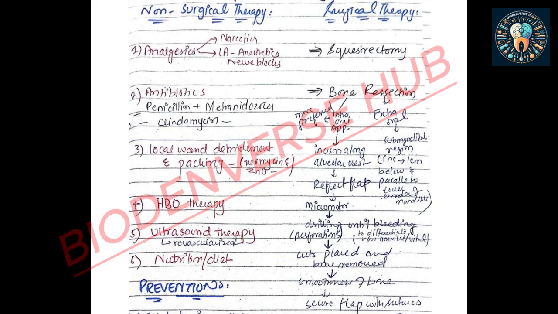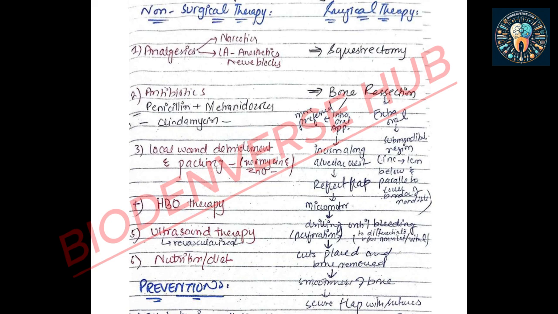Now we will move on towards the surgical therapy that basically aims at the excision of affected or necrotic bone. So in that, you can either go for sequestrectomy, or you can directly resect the affected bone. In bone resection, there are two approaches, that is the extraoral or intraoral approach. But the intraoral approach is more preferred.